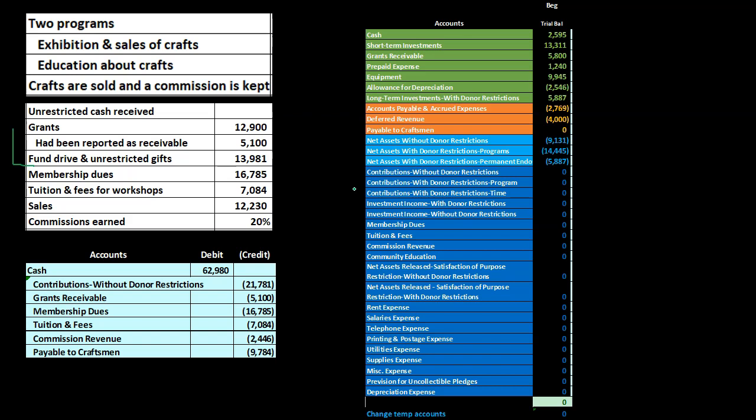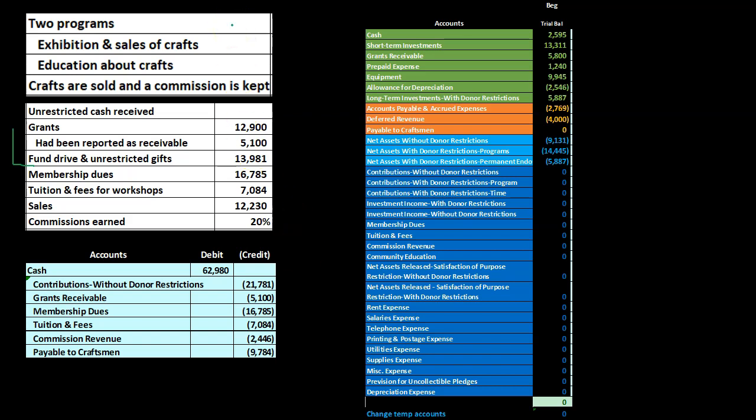We have the contributions, which are kind of like the revenue account. However, here, unlike a for-profit organization, we have to break out the contributions between without restrictions and with restrictions. Once again, that's one of the new things that we will have to track in the not-for-profit organization as opposed to the for-profit organization. And then, at the bottom, we're going to have the change in the temporary accounts, which is kind of like the net income or the change in the net assets.